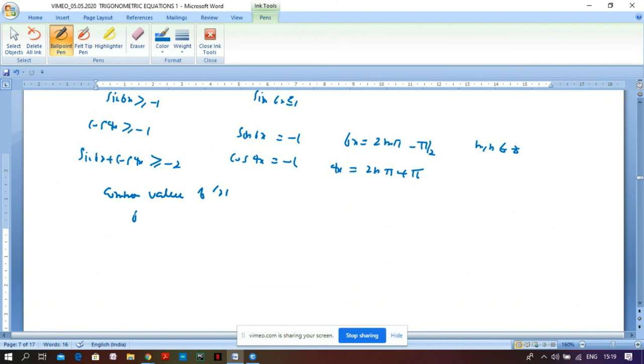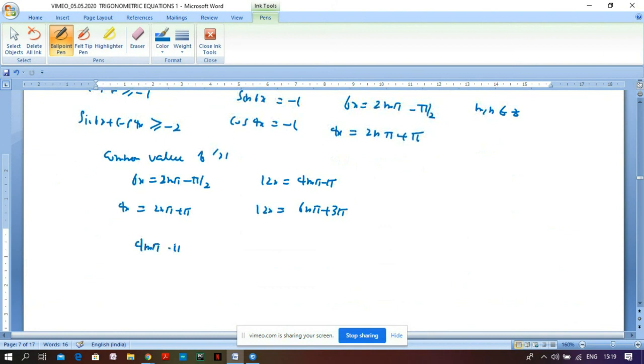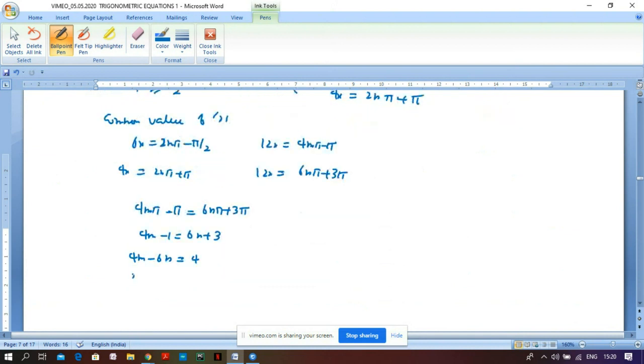So I will just equate. From 6x is 2mπ minus π/2, I'll write 12x is 4mπ minus π, and 4x equal to 2nπ plus π, I'll write 12x is 6nπ plus 3π. Instead of dealing with fractions, I am using this one. Now these two must be equal. So 4mπ minus π equals 6nπ plus 3π. That gives you 4m minus 1 is 6n plus 3, that is 4m minus 6n is 4. And that I can write as 2m minus 3n equal to 2.